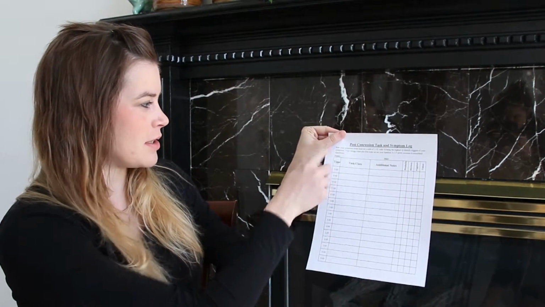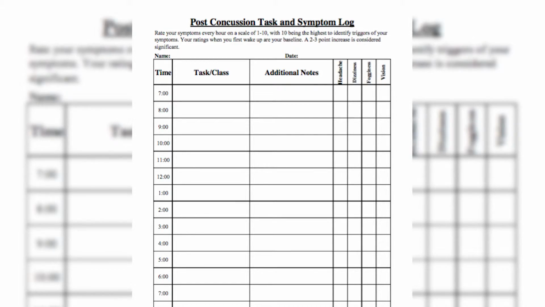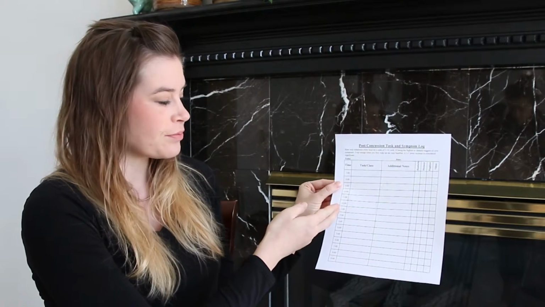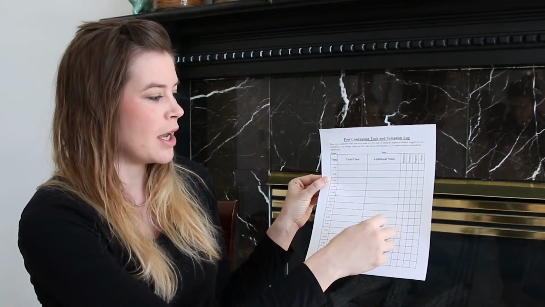So let's look at the symptom log that I have the students use. This is what it looks like here. So it has a column for the time, and they put what their task was or what class they're attending. And then any additional notes. So these would be things like took a test or was on the computer for 20 minutes during that class, or had a lab during science. They could also be things like if they went to Target, so they were at Target for 20 minutes with a lot of traffic on the way there, or something like that.